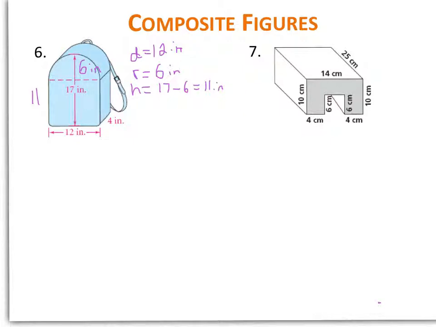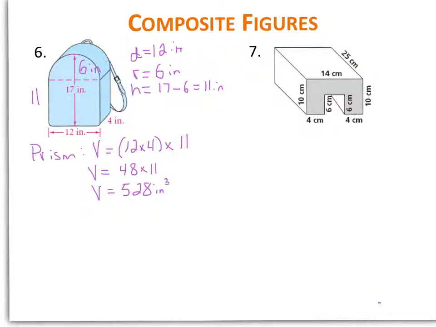Alright, so to find the volume of the whole backpack, we can break it up into the volume of the prism base and then the volume of the half of the cylinder. So first we'll do the prism. Remember, volume, we're going to take area of the base, so 12 times 4, and then times height, which we found to be 11.